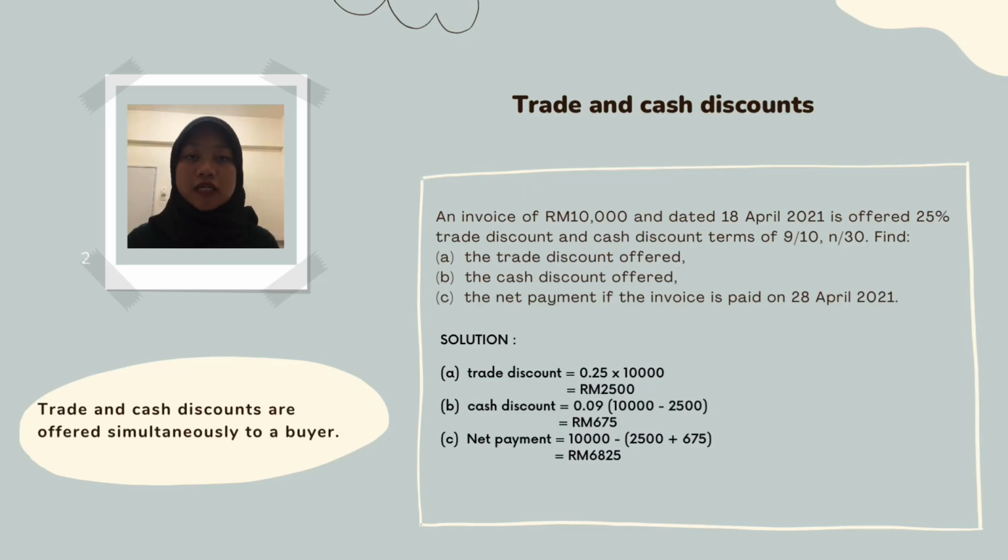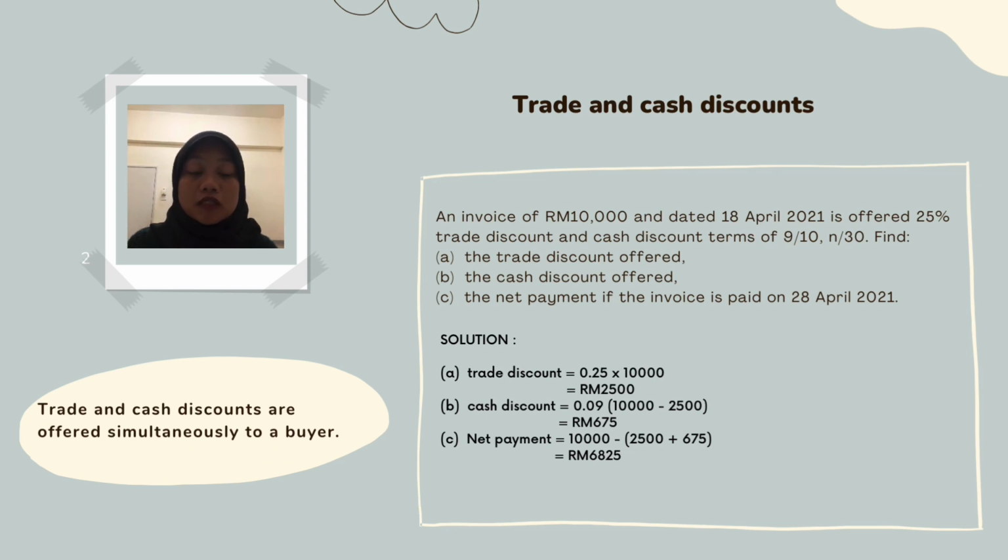Lastly, trade and cash discounts. Trade and cash discounts are offered simultaneously to a buyer. Example of the question: an invoice of 10,000 ringgit dated 18 April 2021 is offered 25% trade discount and cash discount terms of 9 per 10, n per 30. Find the trade discount offered, the cash discount offered, and the net payment if the invoice is paid on 28 April 2021.